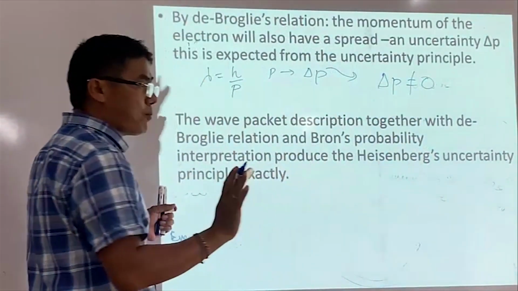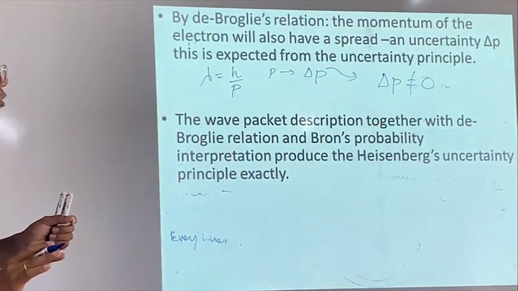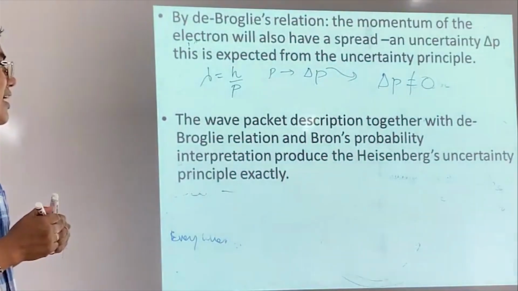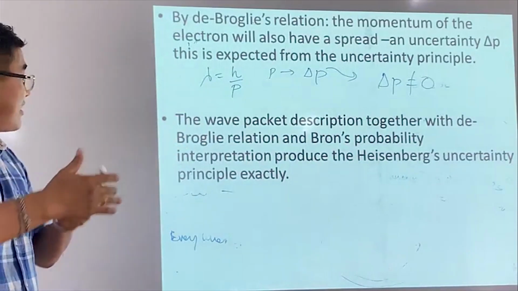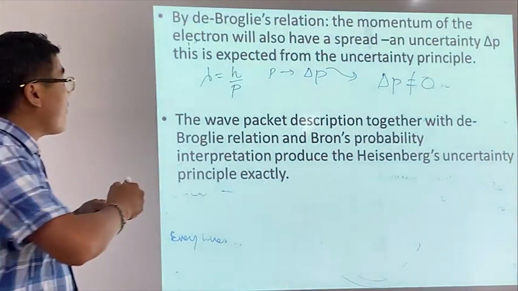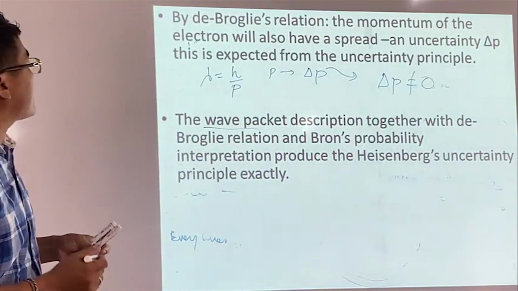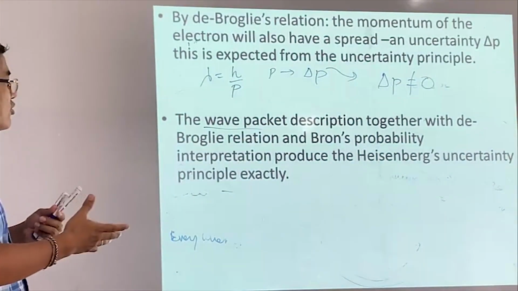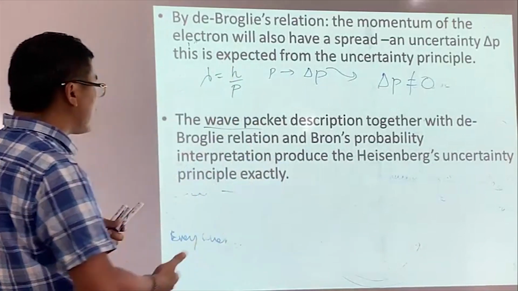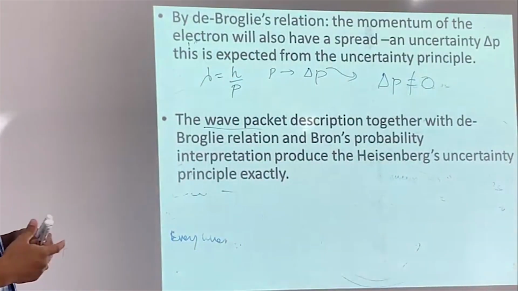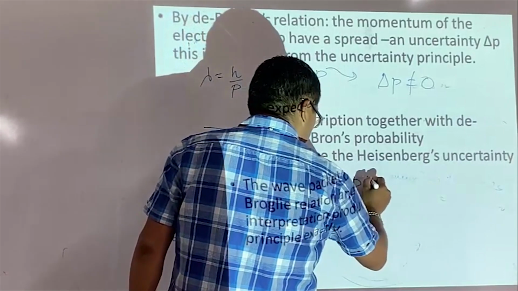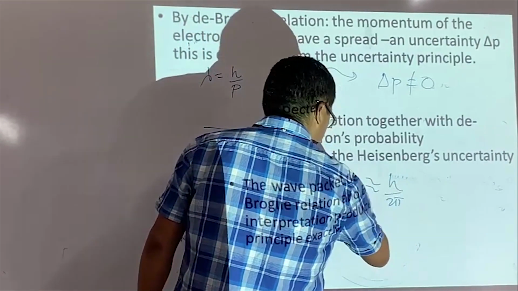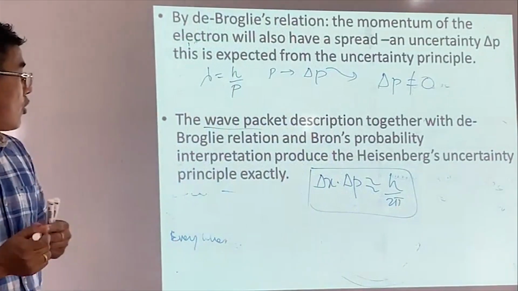And the Born interpretation says that delta p cannot be zero. If delta p cannot be zero, then the electron must be found within certain finite regions, in the form of a wave packet. So therefore we say that the de Broglie relations and the wave packet description, together with the Born probability interpretation, predict what we call the Heisenberg uncertainty principle.